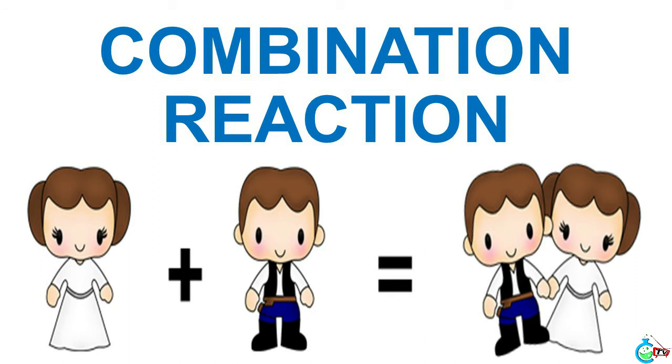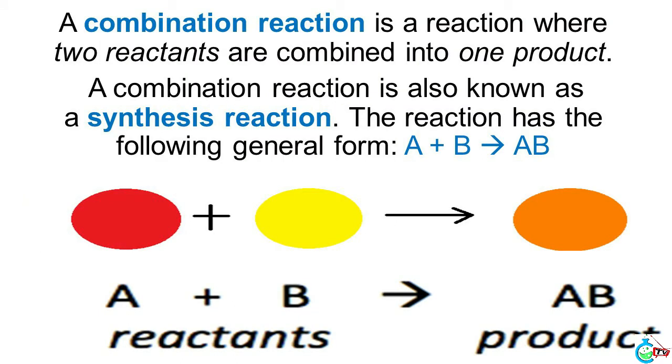Combination reaction. A combination reaction is a reaction where two reactants are combined into one product. A combination reaction is also known as a synthesis reaction. The reaction has the following general form: A plus B yields AB.